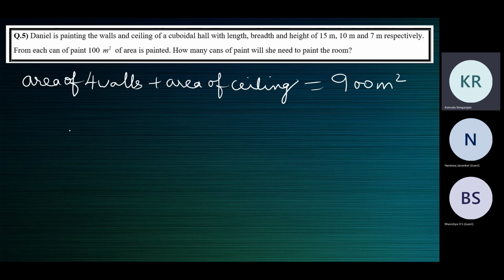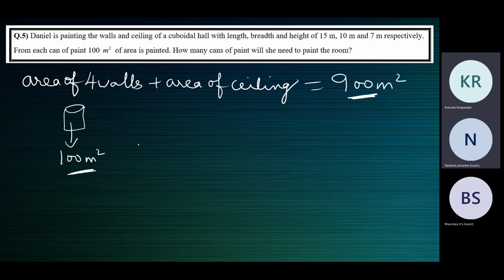Now, what has Daniel mentioned? With using 1 can of paint, he can paint an area of 100 meters square. So if he finishes this can of paint, 100 meters square of area is painted. Now, what is the total area to be painted? 900 meters square. And from 1 can, you can paint 100 meters square. So how many cans will you buy from the market?